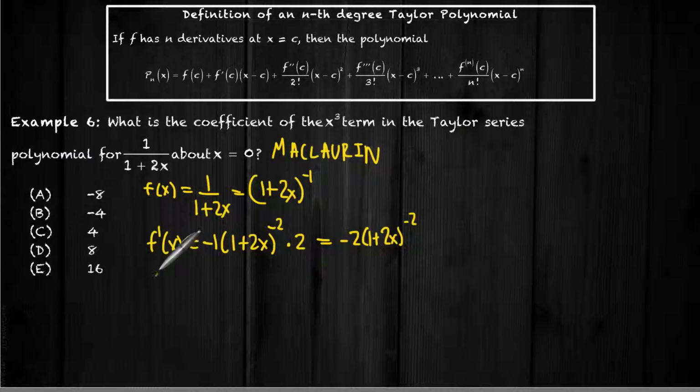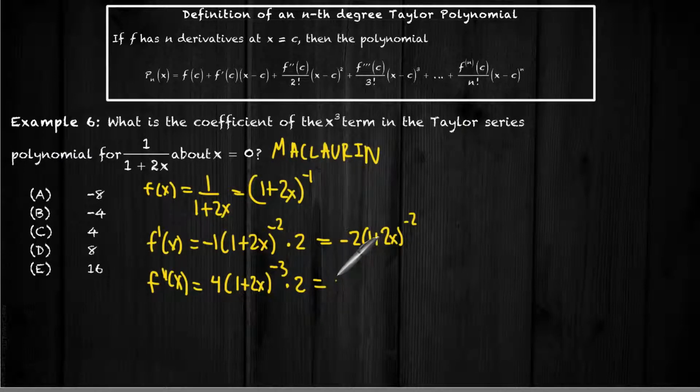And then we'll do the second derivative. Second derivative, we're going to do the power rule again. So it's going to be negative 2 times negative 2, that's going to be 4. And then leave the inside alone. Drop the power down to negative 3. And then multiply again by 2. So that's going to make that 8 times (1 plus 2x) to the negative third power.